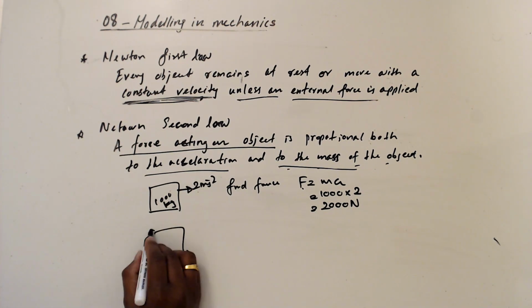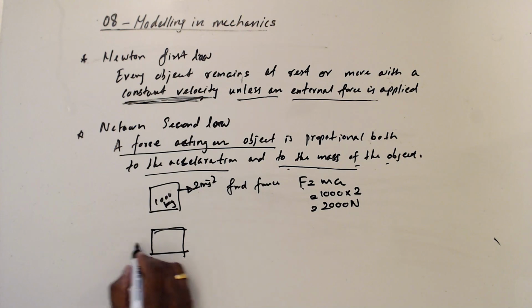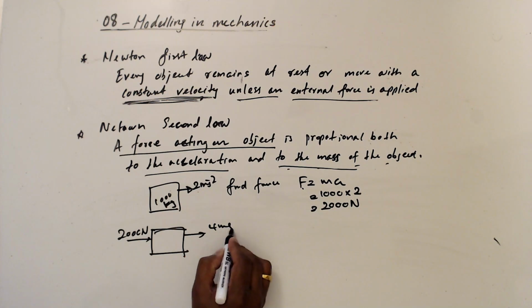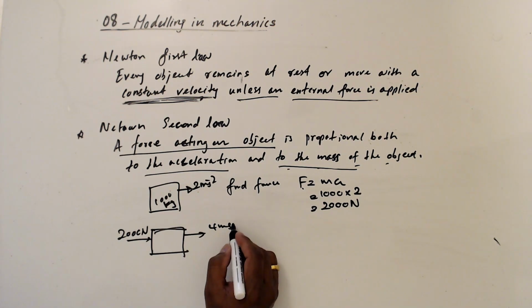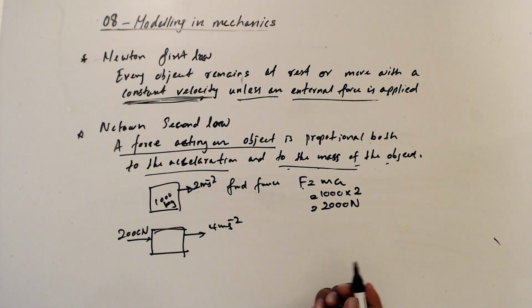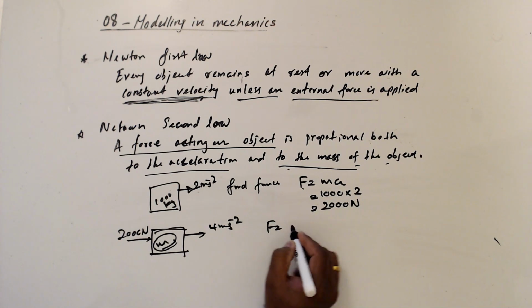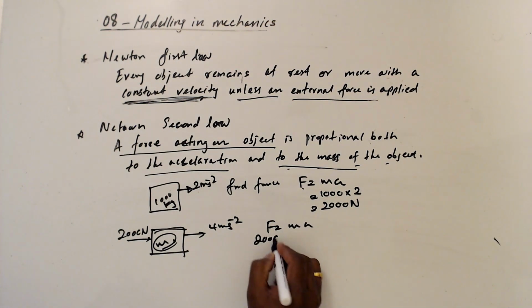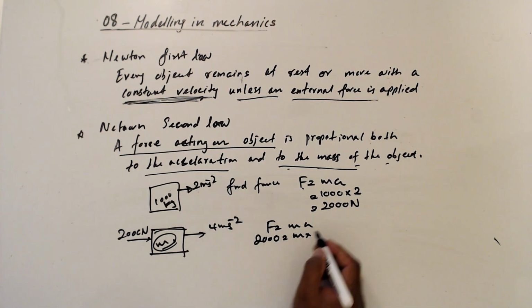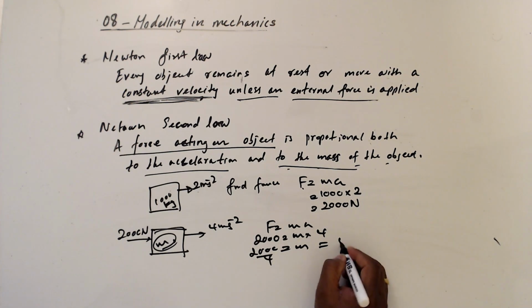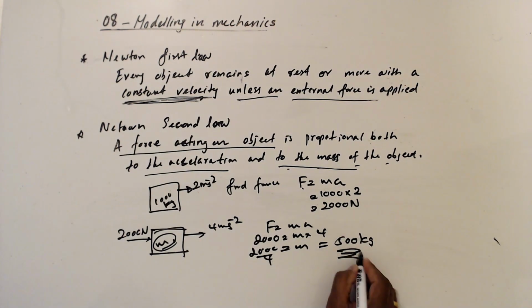Assume I have an object, I give 2000 Newton and it gains an acceleration of 4 meters per square second, and I want to find the mass m. So F equals ma. F is 2000 and m we don't know. a is 4, then m is 2000 divided by 4. This is going to be 500 kg.